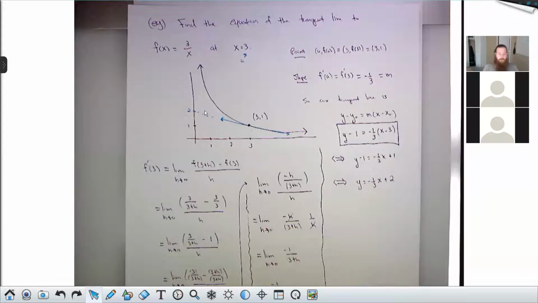This is it. This is how you find tangent lines. So questions on the calculation or on kind of what's going on here, like what is the tangent line? How did we find it? Anything at all.